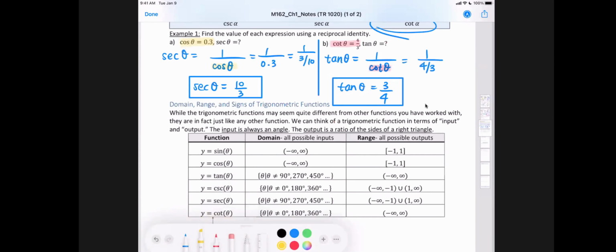Our input is an angle. So it's like we rotate and we input that rotation into our trig function. And the output is the ratio of the sides of the right triangle.